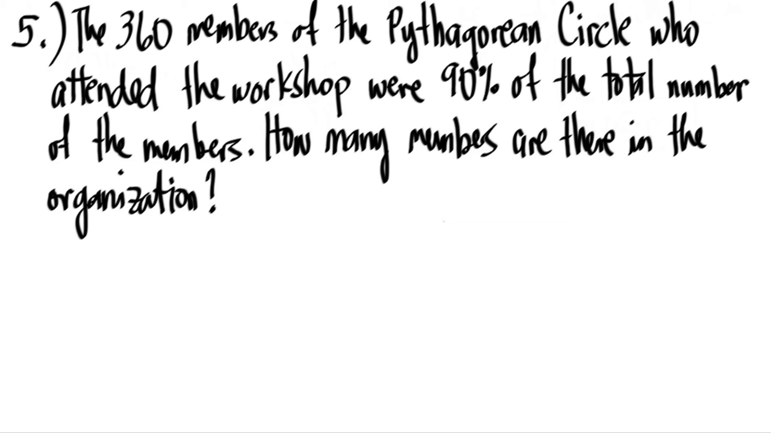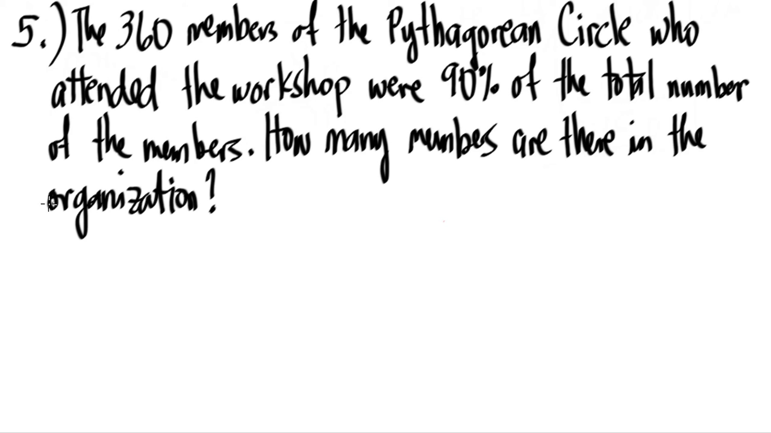Okay, so let's try to answer number 5 right now. Let me read it first. The 360 members of the Pythagorean circle who attended the workshop were 90% of the total number of the members. How many members are there in the organization? So 360 members attended the workshop, and that's only 90% of them. Anyways, this is very much a punny question.